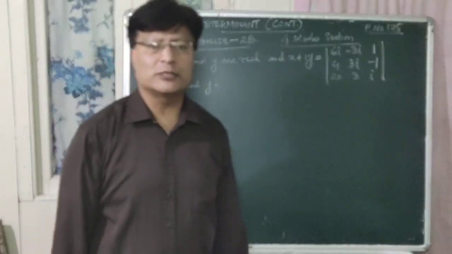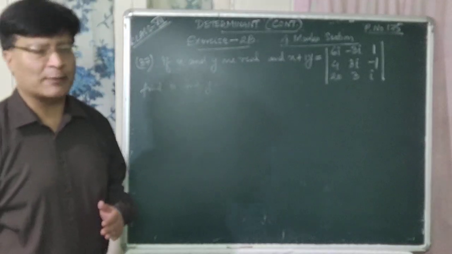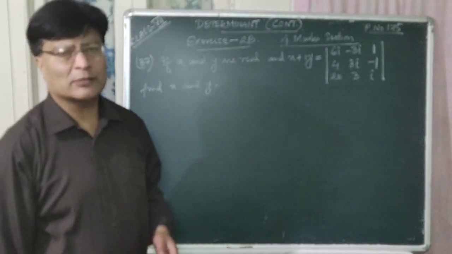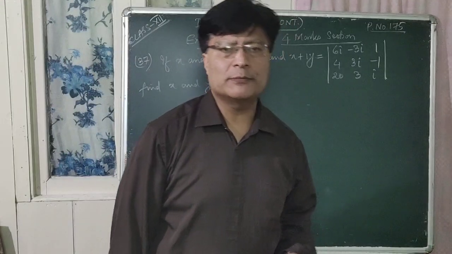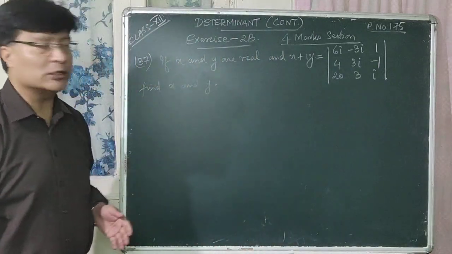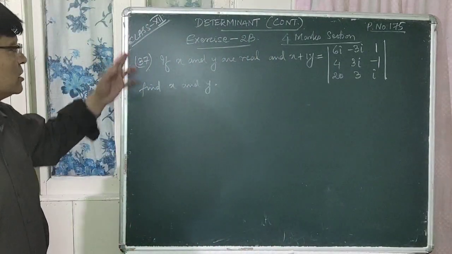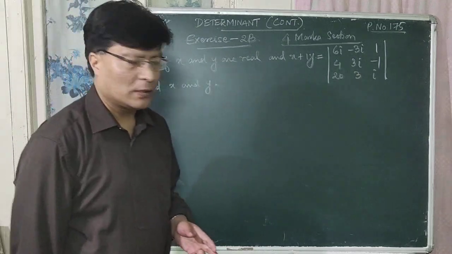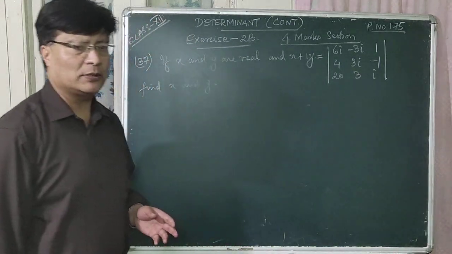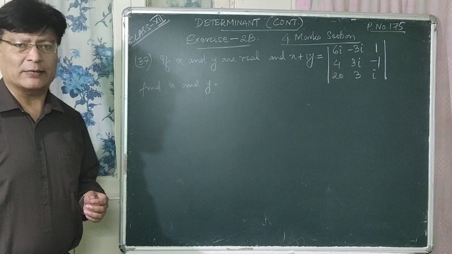The topic is determinant. That is the continuation chapter. In the last class also we were doing the problems on determinant. So this is your continuation class. This is from exercise 2B. This section is the 4-mark section. Now let's do question number 37.